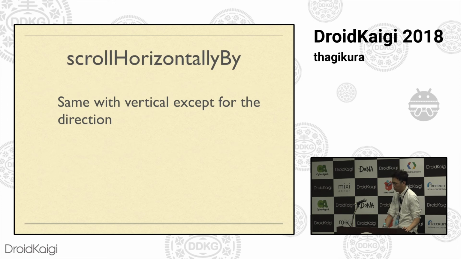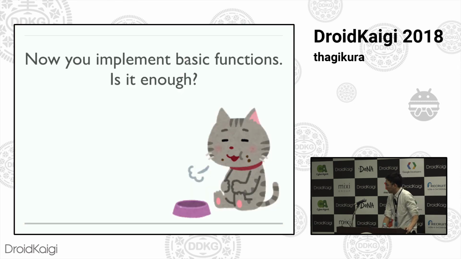And for the scroll horizontally by method, it is basically the same, except for the direction that it is trying to scroll. So if you understand the scroll vertically by method, you can implement this method in a similar way. All right, then you implement the basic functions. So is it enough?